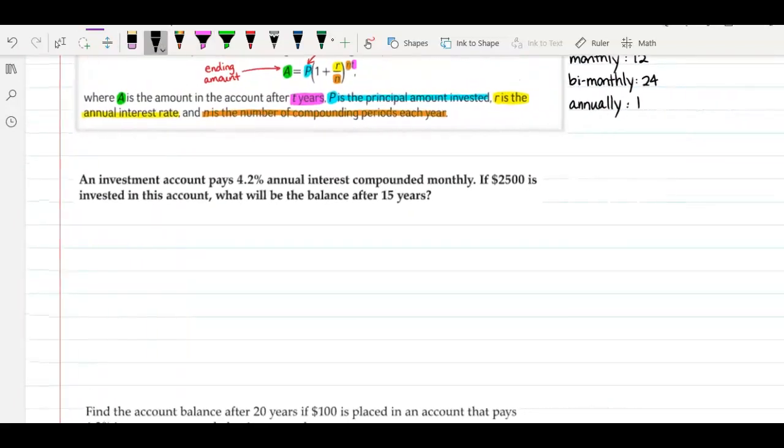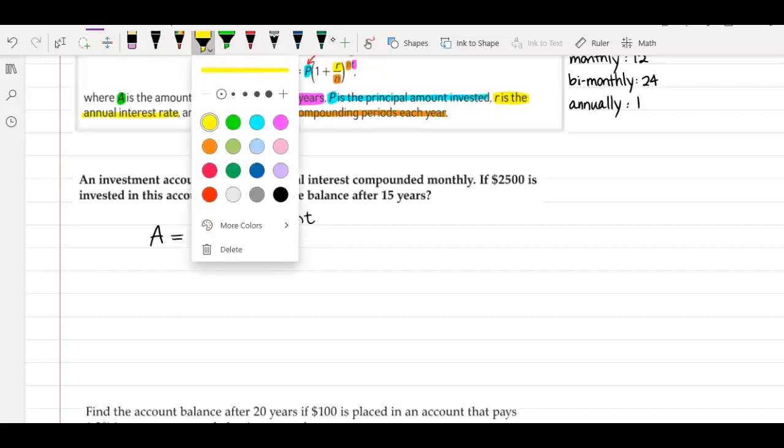All right, let's start with our original formula. A equals P times 1 plus R over N to the NT. And we're going to replace it with all the information we have in this problem. The first thing I come across as I read is 4.2%. That's the rate. Remember, we always write it as a decimal so that we don't have to use the percent sign.